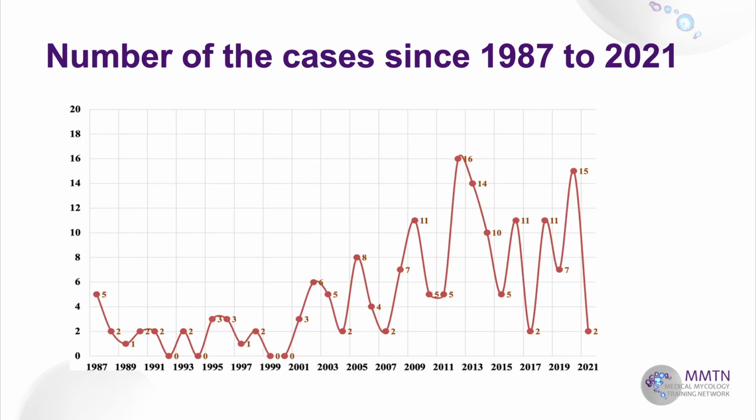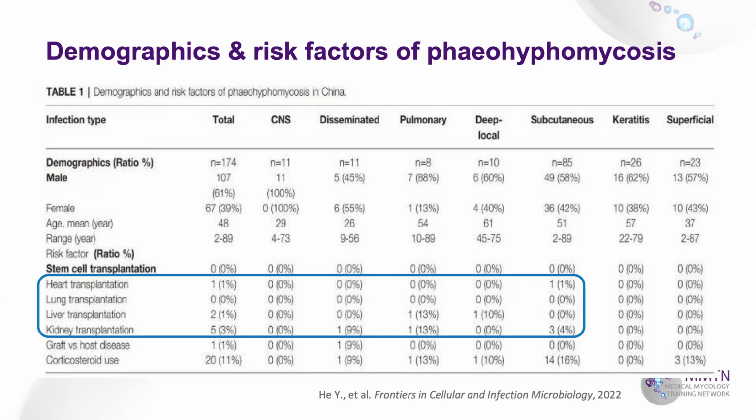Moderate to severe rashes accounted for 82% of subcutaneous phaeohyphomycosis. Here we can see the number of cases seems to have increased in the recent 10 years. And these are the demographics and risk factors of phaeohyphomycosis. We can see that among the 174 cases, we have 8 cases with organ transplantation. The most common are kidney, liver, heart and lung. So kidney was the most common.